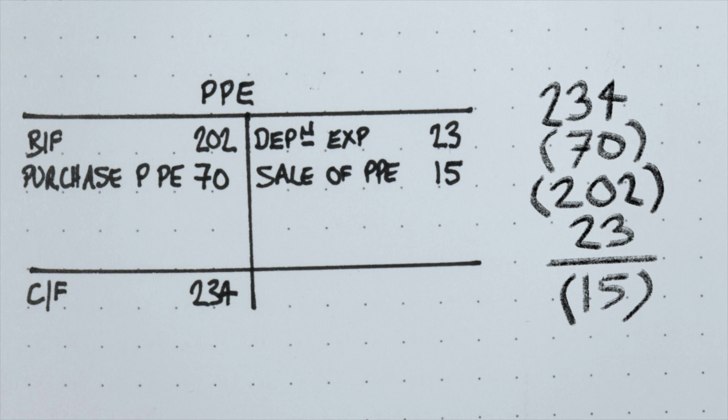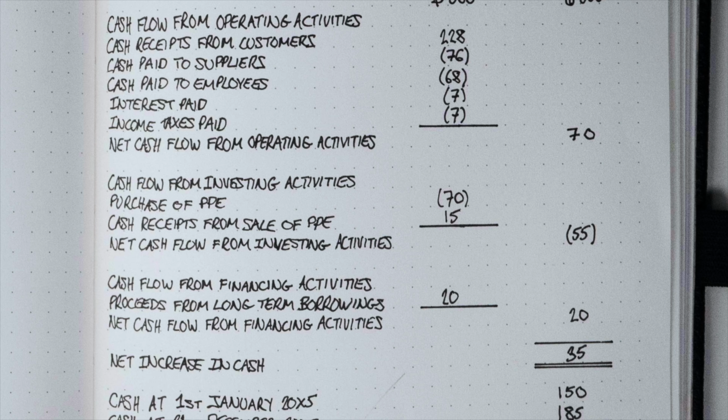Both cash paid to purchase PPE and cash receipts on the sale of PPE tie back to our cash flow statement. And when we subtotal all of these, we see a cash outflow of $55,000 from investing activities. Cash flow from investing activities is an important section of the cash flow statement because it can significantly offset the cash flow generated from operating activities.